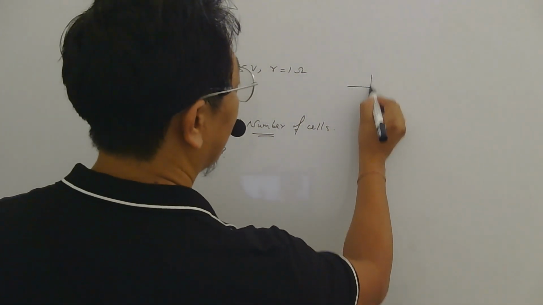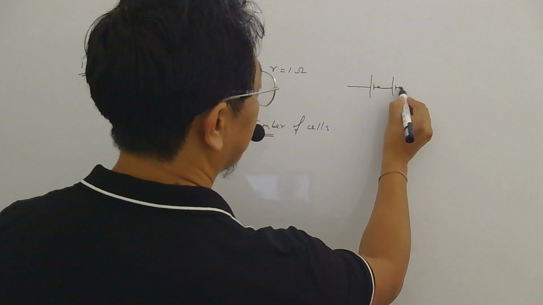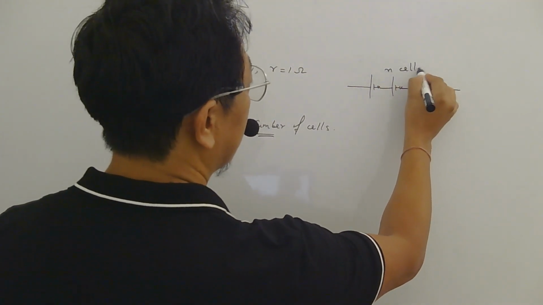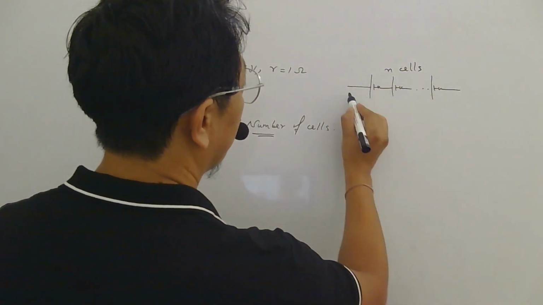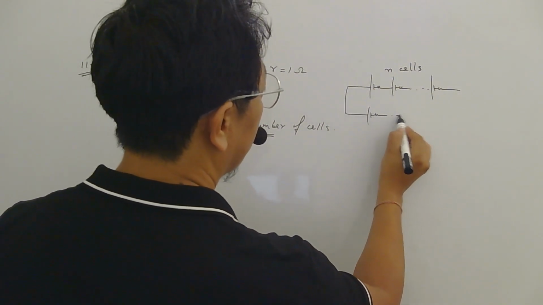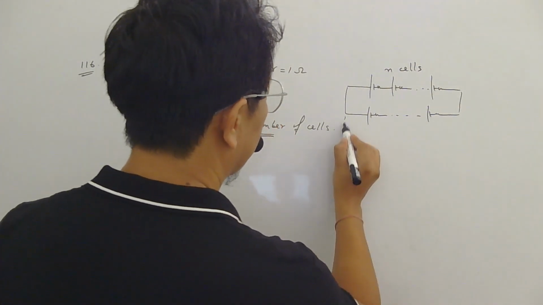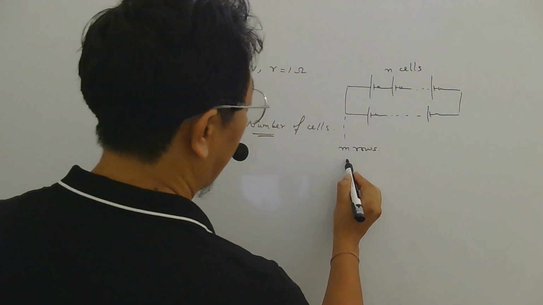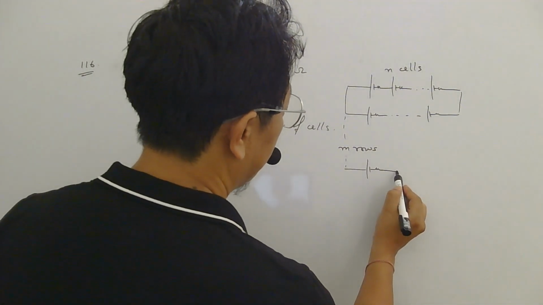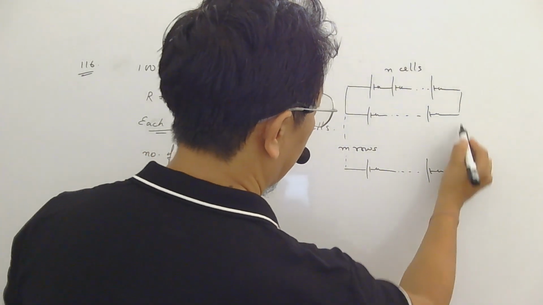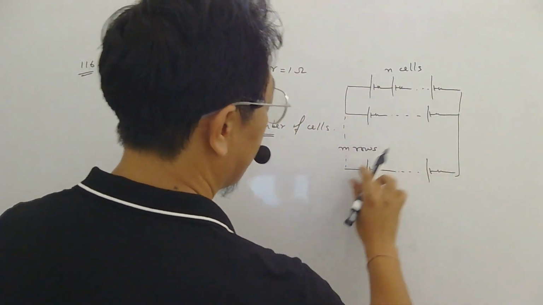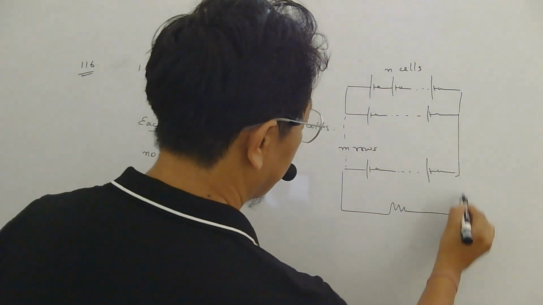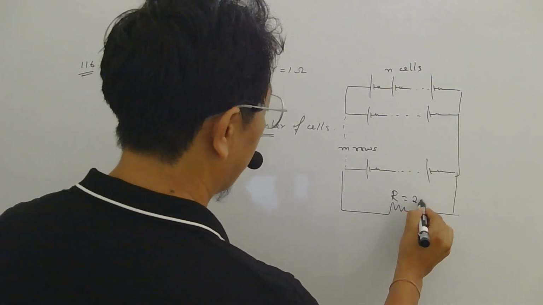So let's say the cells are connected something like this. There are n cells in one row. So this is one row. Like that there are many rows. Let's say m rows are there. Each row has n cells. And this whole combination is connected to external resistance which is given to be 25 ohm.